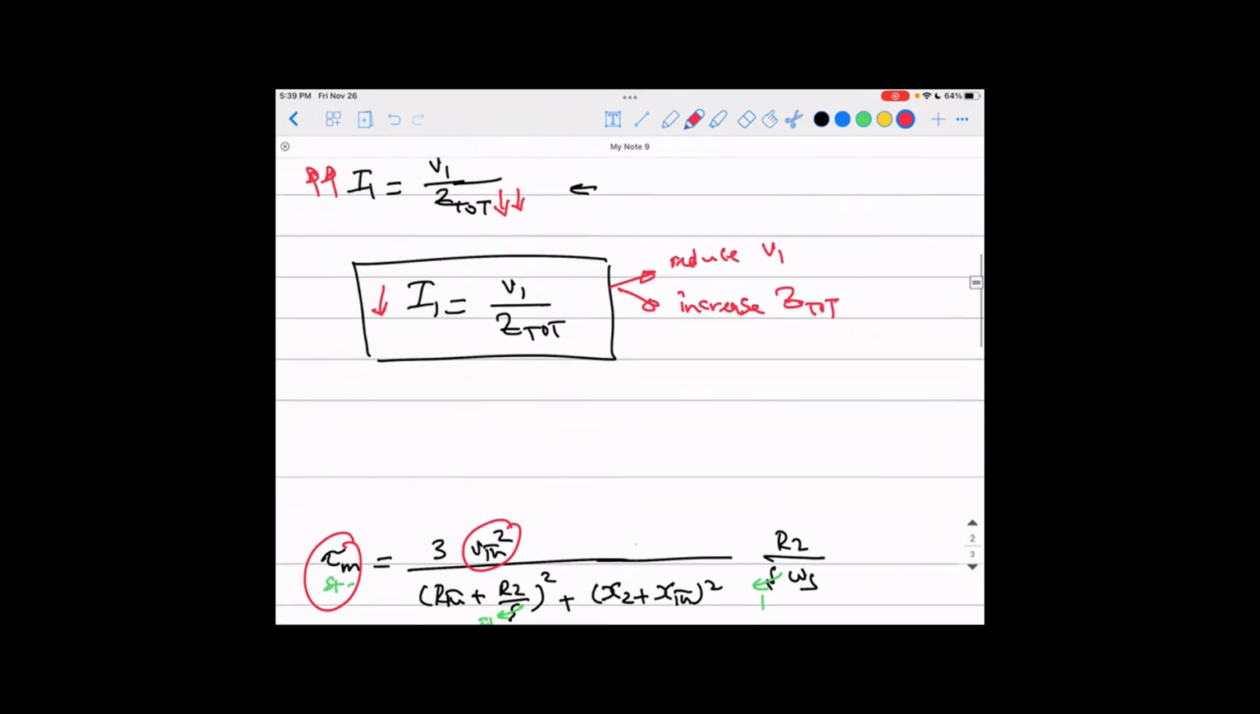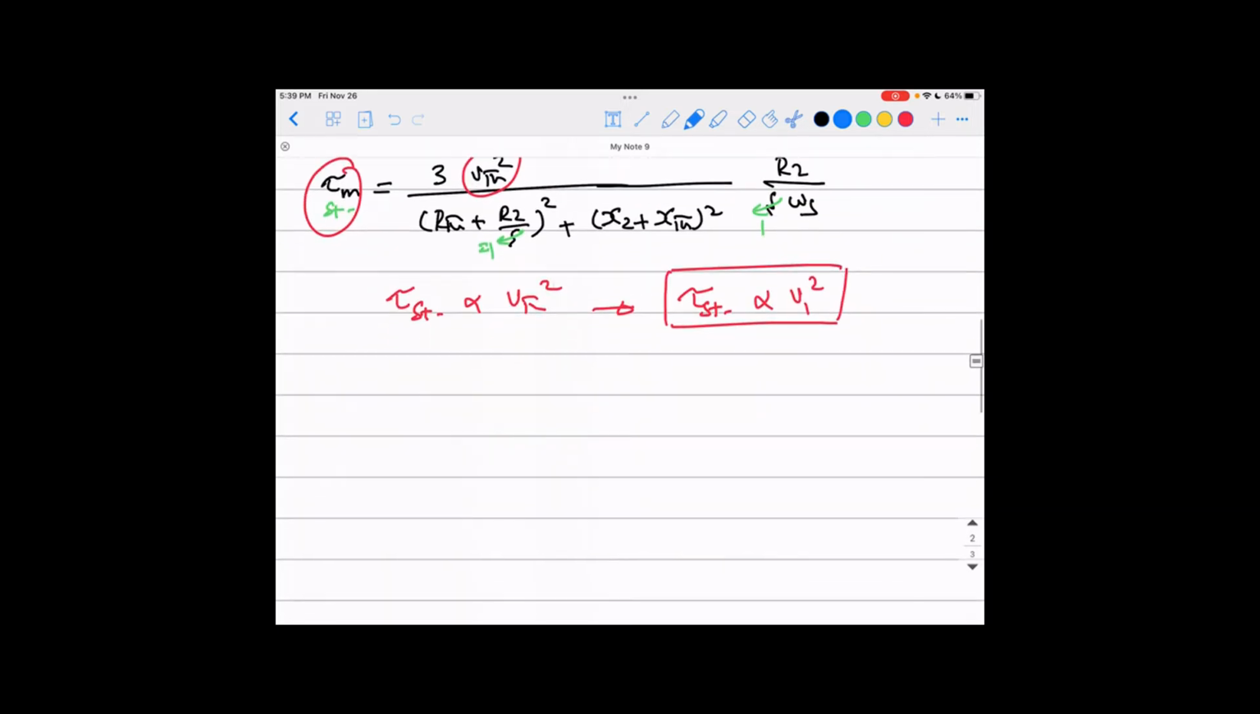Because like we said here, our first method to go with all the time is reducing V1 to reduce this starting current, yeah? That is I1. I'm gonna call it I1 starting just to make you remember this all the time, yeah? So the whole point is we wanna try to reduce V1 or increase the total impedance. So if you reduce V1, that means your starting current will reduce also, okay? And that is a good thing, okay?